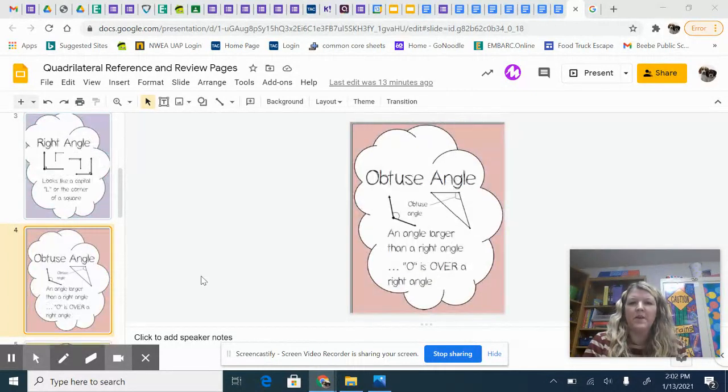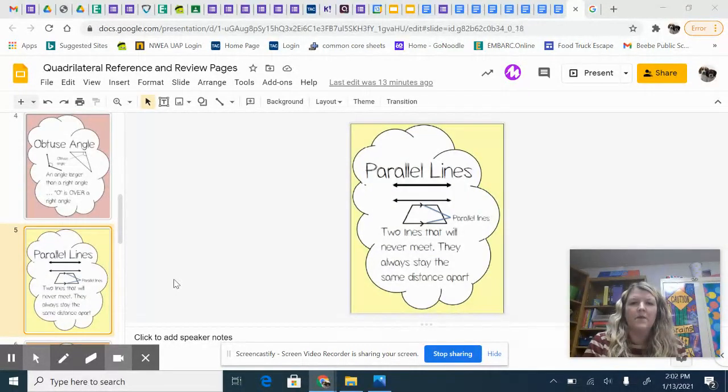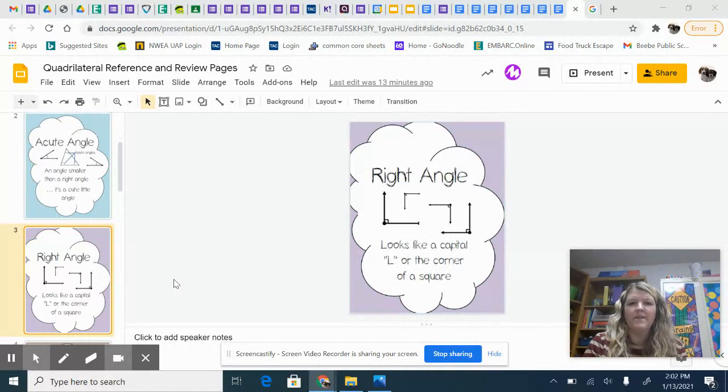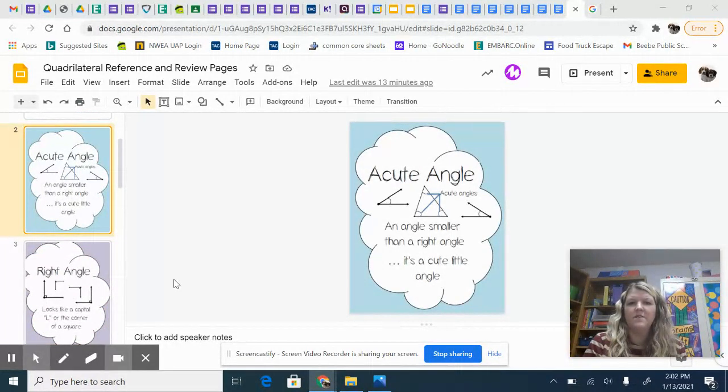Then we've got the obtuse angle, and it's an angle that's larger than a right angle. So the O is over a right angle. That can help you remember it. And it also shows an obtuse triangle. Obtuse triangles have one obtuse angle. The other two, of course, would have to be acute. It's not listed here, but we also have a straight angle, which measures exactly 180 degrees. So the obtuse is more than 90, and then the right is exactly 90, and then the acute is less than 90.